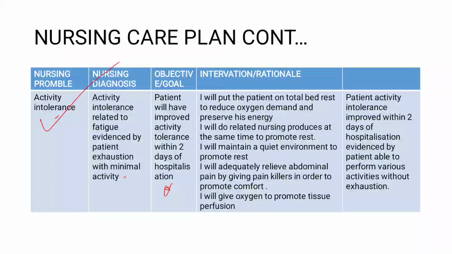Our goal or objective, we can say patient will have improved activity tolerance within 2 days of hospitalization, or even just throughout hospitalization. In terms of interventions, the first one, you can say I'll put the patient on total bed rest to reduce oxygen demand, thereby conserving or preserving energy. Apart from that, you can talk about performing related procedures in blocks to promote rest. Hence, this will help conserve energy. The other point, you can say I'll promote or maintain a quiet environment to promote rest.